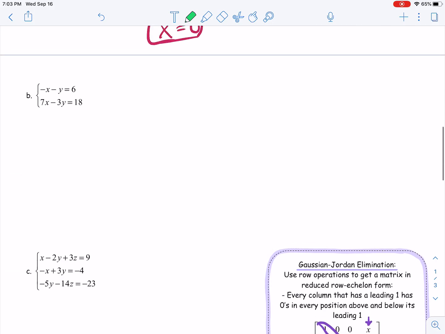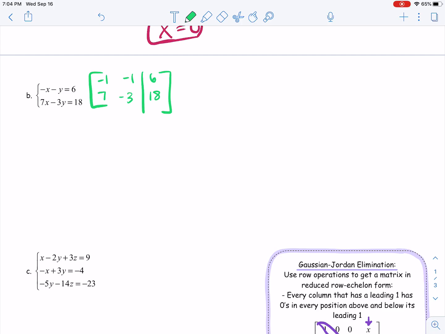So let's try it again. Here in part B, we have another 2 by 3, okay? We have 2 rows, 3 columns. So when I write my augmented matrix, that is going to be -1, -1, 6, 7, -3, and 18. So here's my augmented matrix. So now I'm going to do some row operations to get 1s along the diagonal and 0s underneath.